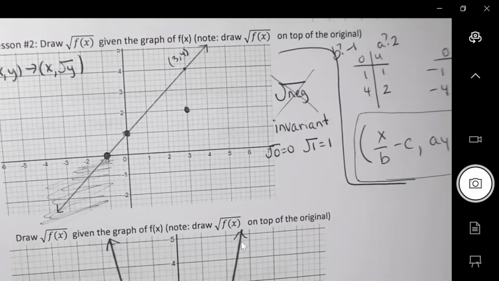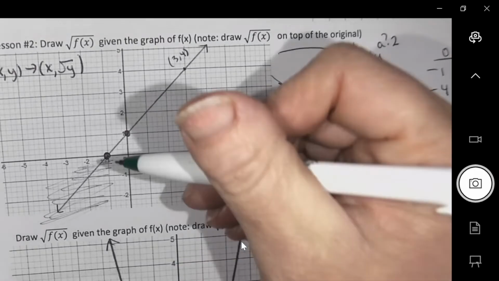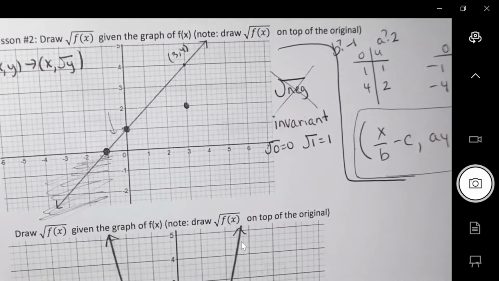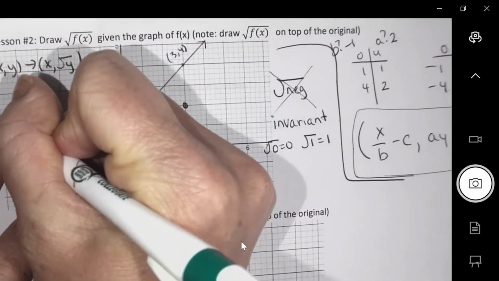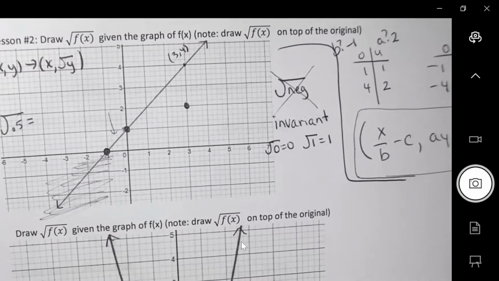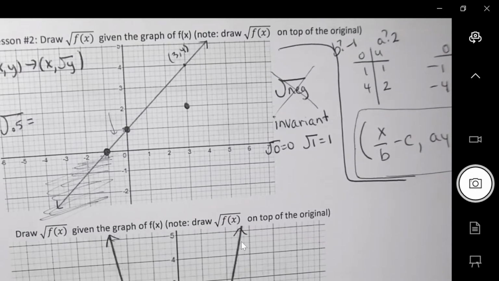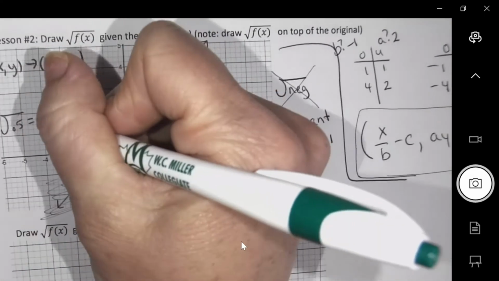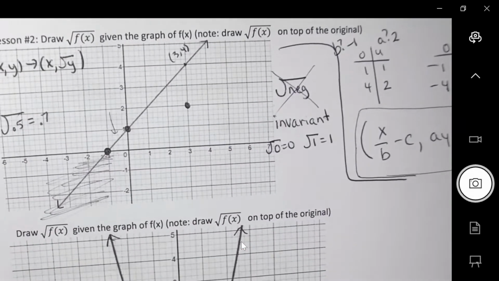Okay, so now I want to know about this zone right here. Does anybody know what happened if I square root something like a half? Do you know what it turns into? You can do it on your calculator, the square root of a half. What happens to it? Is it like a 0.7 something? Yes, 0.7.